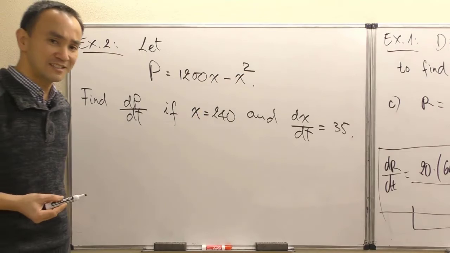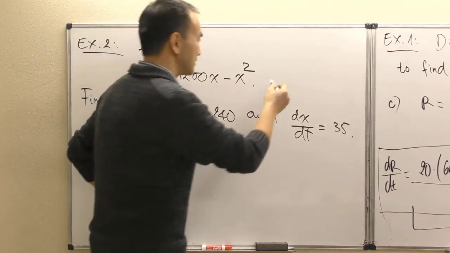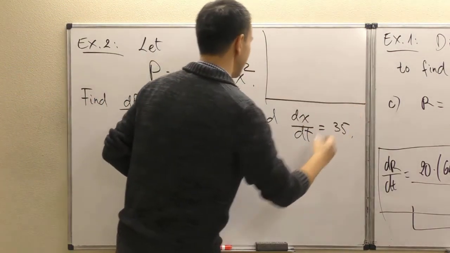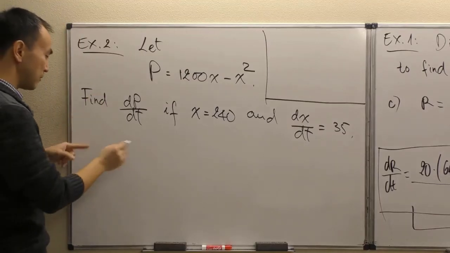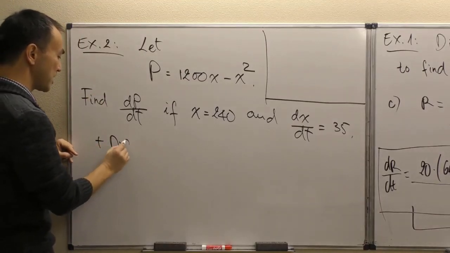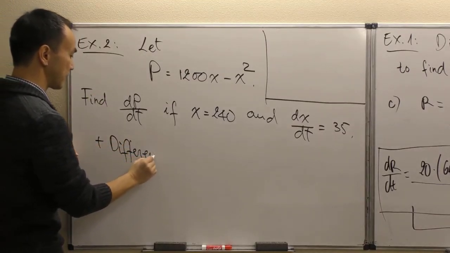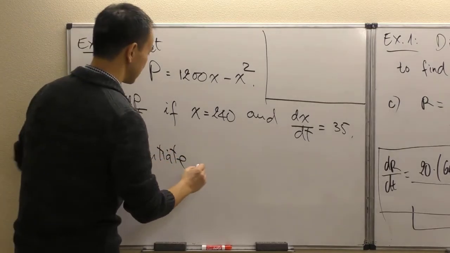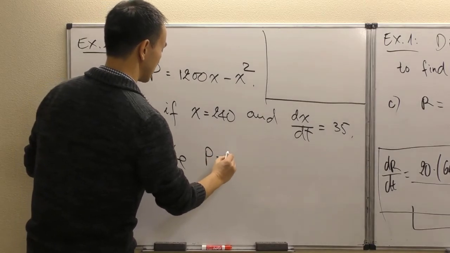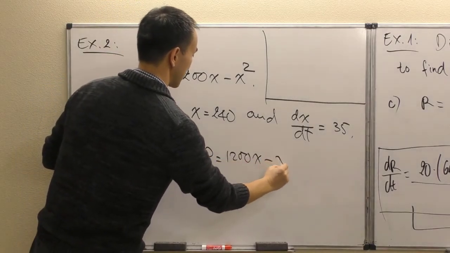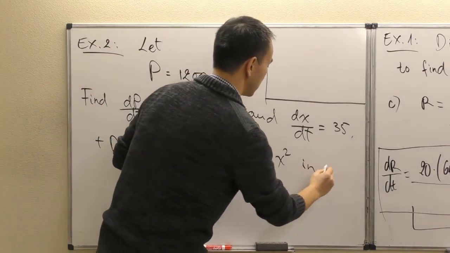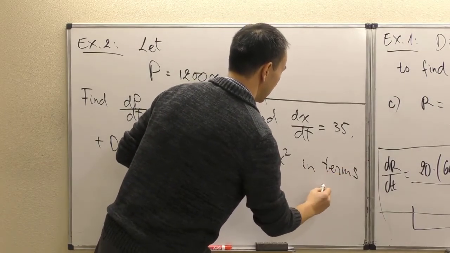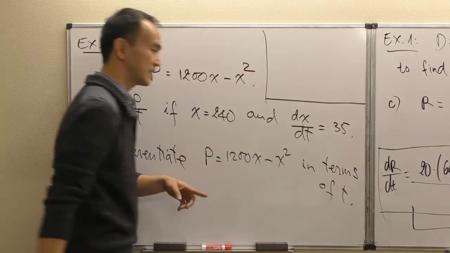All right, and so now that means we want to differentiate. The whole big goal here is we want to differentiate, okay? Even though it's not directly indicated anymore, what we want here is to differentiate that equation, P equals 1200x minus x squared, in terms of t.